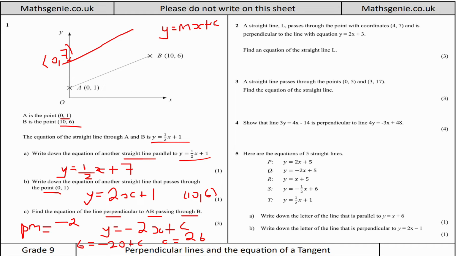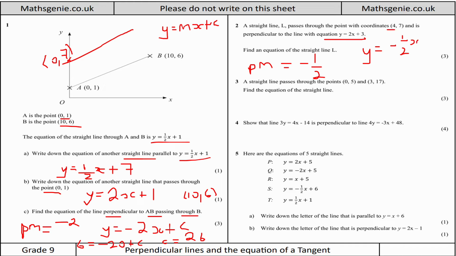This is question number 2, guys. A straight line L passes through the point with coordinates (4, 7) and is perpendicular to the line y equals 2x plus 3. Find the equation of line L. Well, the perpendicular gradient of line L will be negative a half because it's the negative reciprocal of 2. So I flip it and then I make the sign negative. So y is equal to minus a half x.